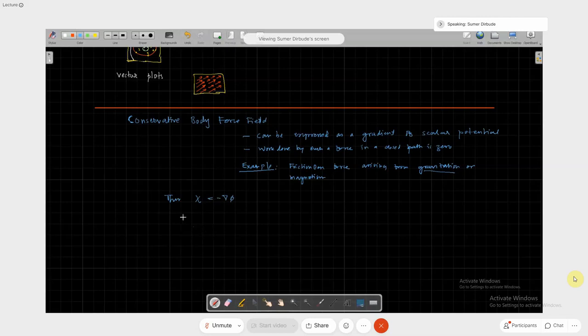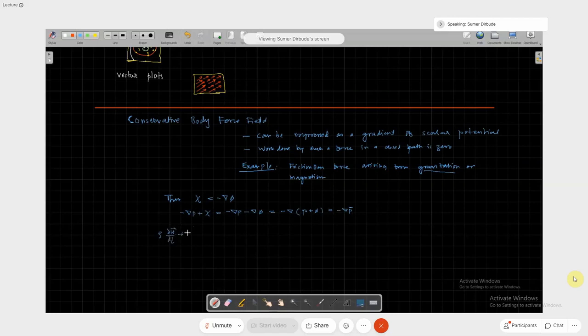The terms like gradient of pressure plus chi can now be written as gradient of pressure minus gradient of phi. I can take out the gradient and put P plus phi inside, and say that P plus phi is my P bar. So I can combine the body force into the pressure term and write my Navier-Stokes equation like this.